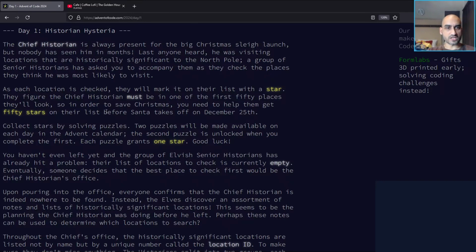They figure the chief historian must be in one of the first 50 places they'll look, so in order to save Christmas, you need to help them get 50 stars on their list before Santa takes off on December the 25th. Collect stars by solving puzzles. 2 puzzles will be made available on each day in the advent calendar. The second puzzle is unlocked when you complete the first. Each puzzle grants 1 star. Good luck.